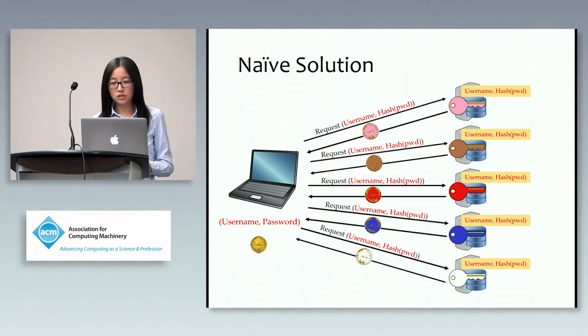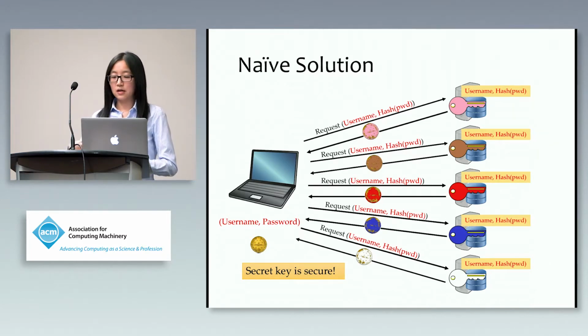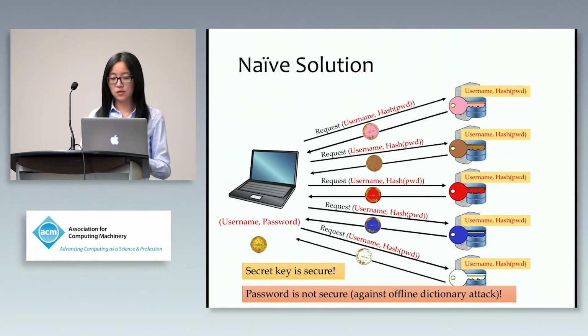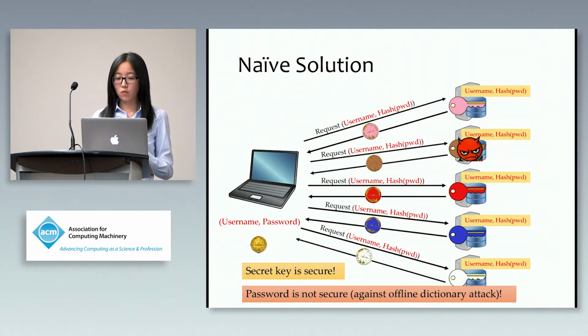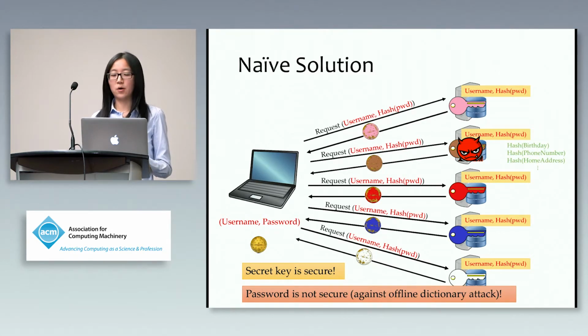In this naive solution, the secret key is secure. If you have up to t-1 servers corrupted, they cannot recover the secret key. However, the password is still not secure against an offline attack. In fact, even if one server is corrupted, the adversary can already run the offline attack to try different possible passwords to match the hash value.